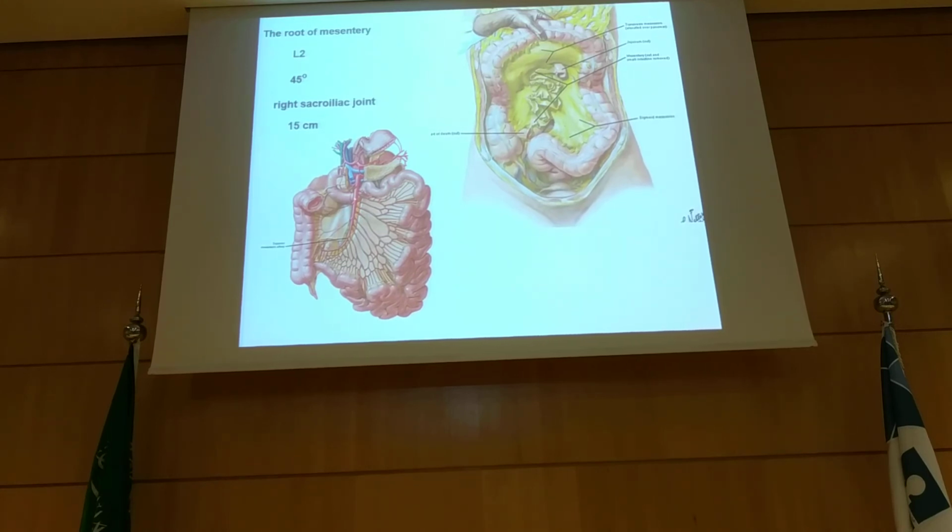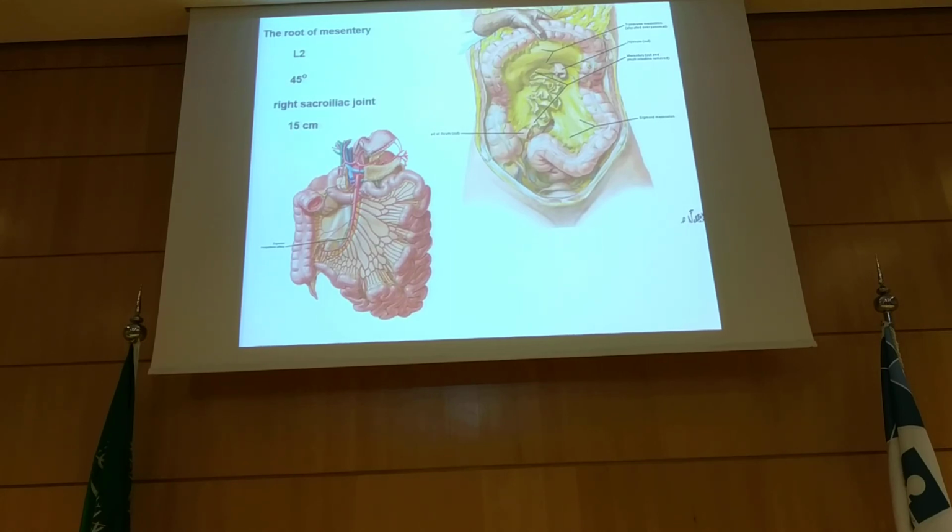Now, you have 6 to 7 meters of coils of small intestine. You cannot afford to leave them swimming freely in your abdomen. Otherwise, they might get wrapped around each other and strangulate each other. So the way is to bring them together and attach them to the posterior abdominal wall. And the way we do that is by the mesentery of the small intestine.